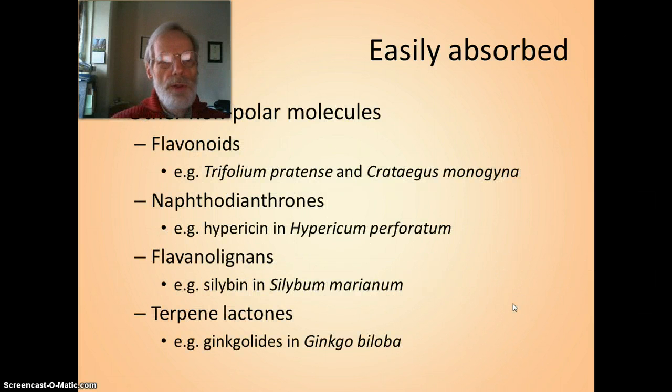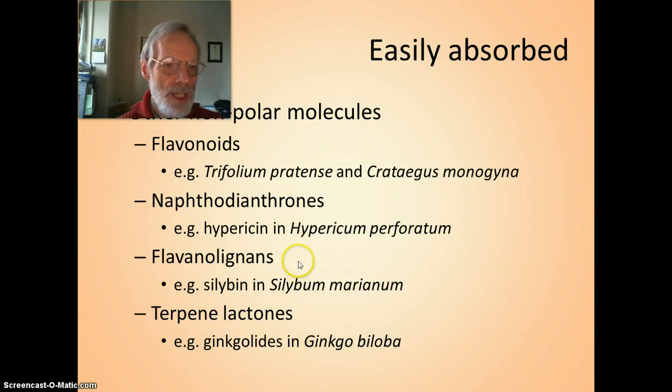Other non-polar molecules which are easily absorbed include flavonoids. Well, we mentioned that a bit with chamomile, but for example in clover, Trifolium pratense, and Crataegus, hawthorn. The naphthodianthrones, for example hypericin in Hypericum, that's very easily absorbed. Flavonolignans like silybin and silymarin will be quickly absorbed, and terpene lactones of ginkgo, for example. These are all easily absorbed.